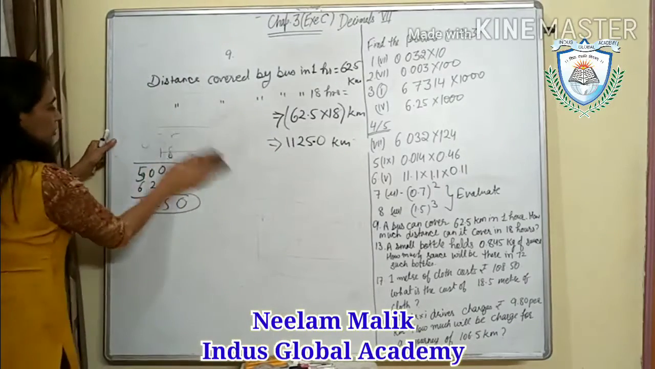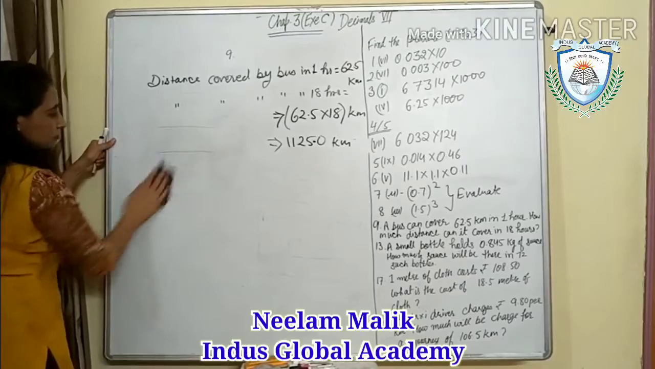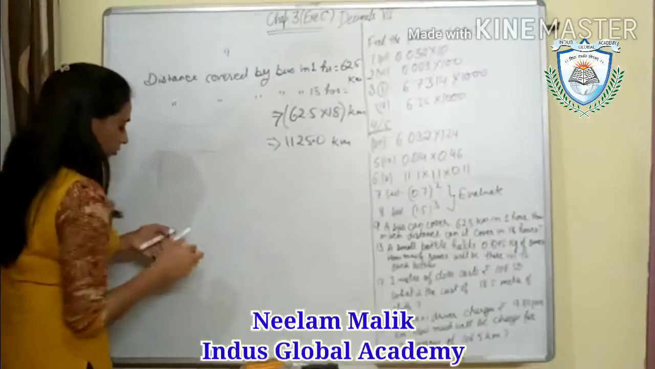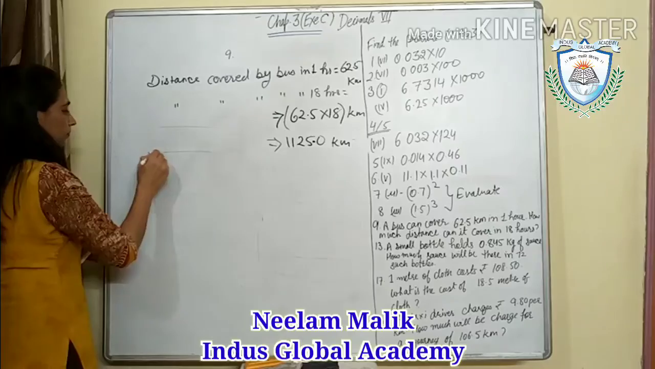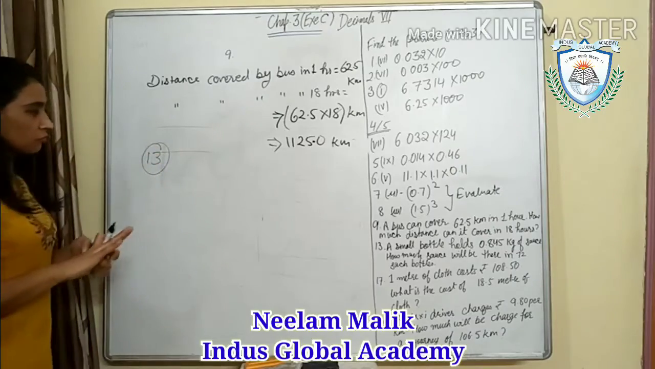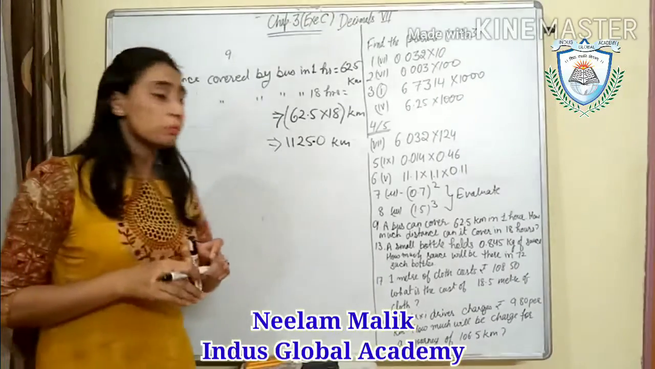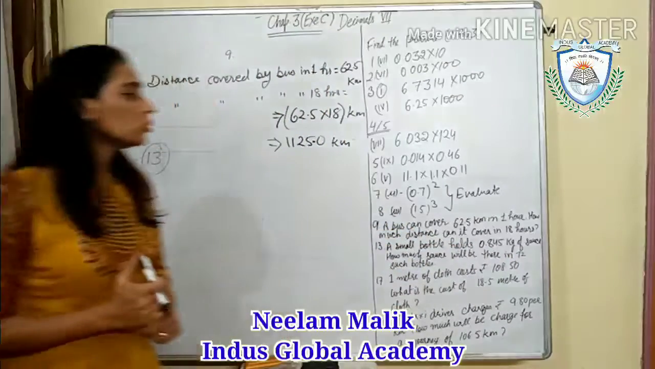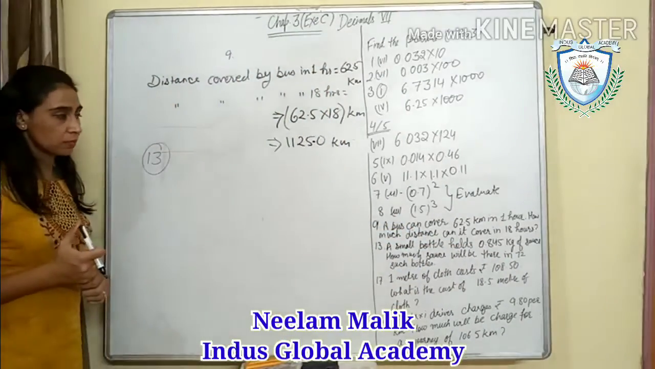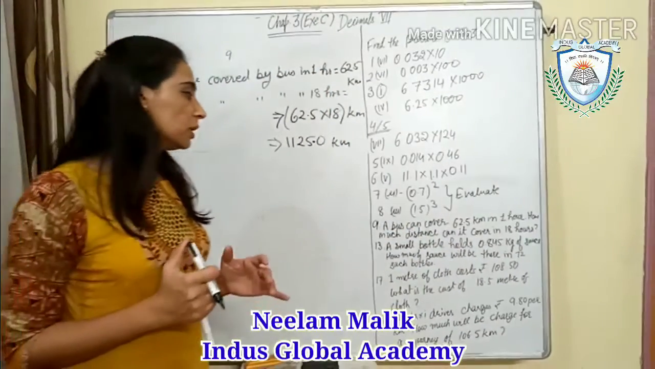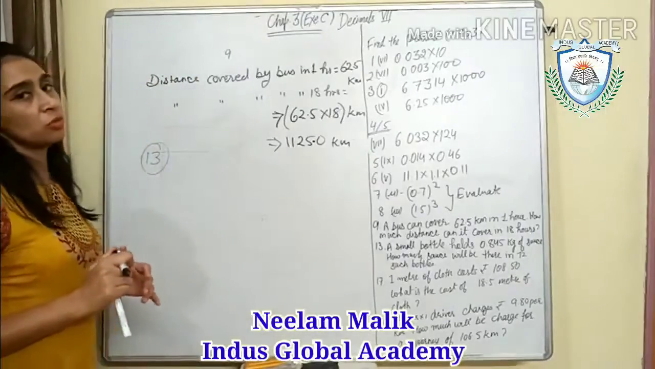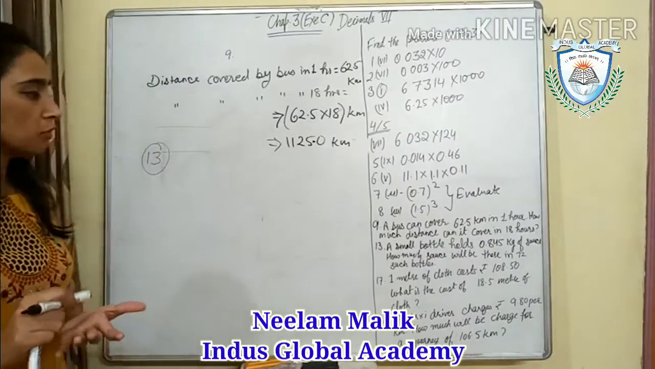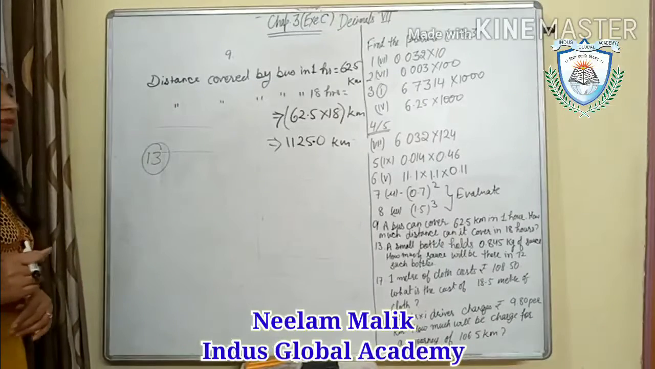Now we will do question number 13. In question number 13, what we have to do? A small bottle holds 0.845 kilogram of sauce. How much sauce will be there in 72 such bottles? Means the capacity of one bottle is given. We have to find out the capacity of the 72 bottles.